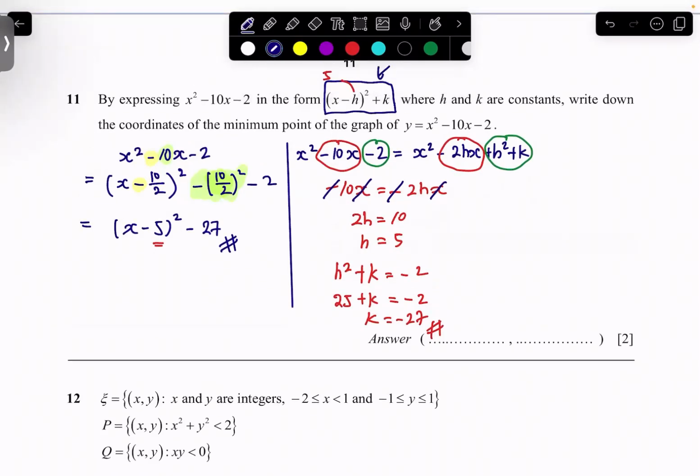Now, the advantage of completing the square is that we are able to get the minimum point or the maximum point just by staring at the equation. This value you reverse, so that means it's positive 5. This value you take as it is, so negative 27. So the turning point will be (5, negative 27). That's all. Okay, next question.